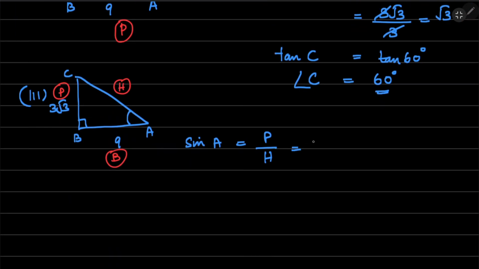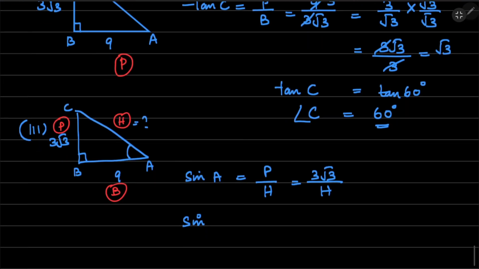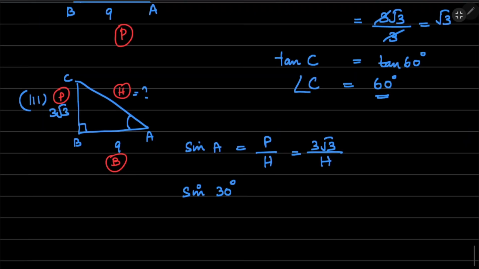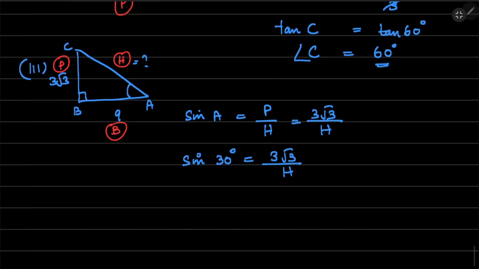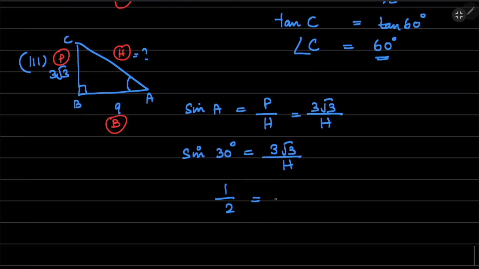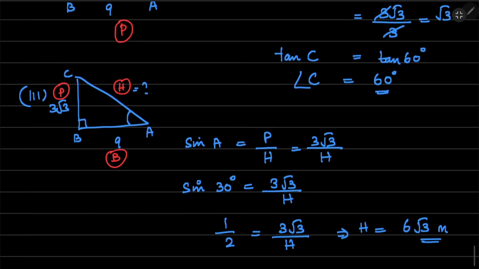Which is equal to, what is your perpendicular? 3 root 3. Hypotenuse we don't know, right? We have to find out what is our hypotenuse. What is sine A? A is nothing but 30 degree, which we already found out in the first question. So sine 30 is equal to 3 root 3 by h. What is sine 30? It is 1 by 2. So 1 by 2 is equal to 3 root 3 by hypotenuse, cross multiply, where you will get hypotenuse equal to 2 into 3 root 3, which is 6 root 3 meters. So this is one way of doing using angles.